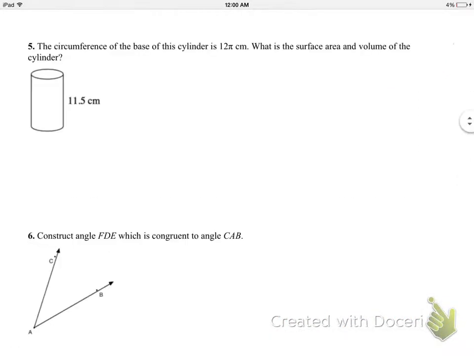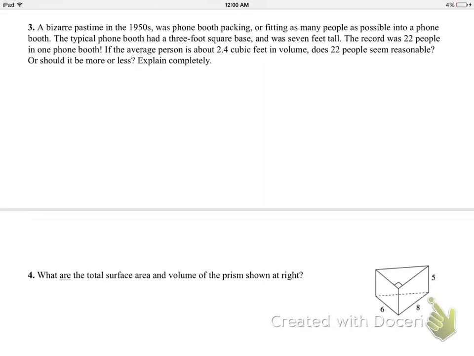No judgment here. Okay, number 5. We have, nope, number 4.